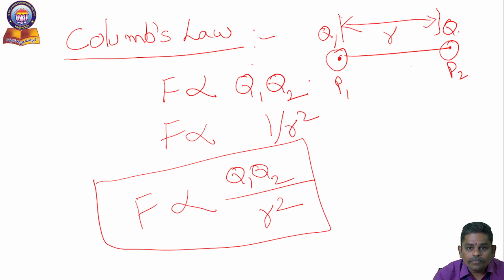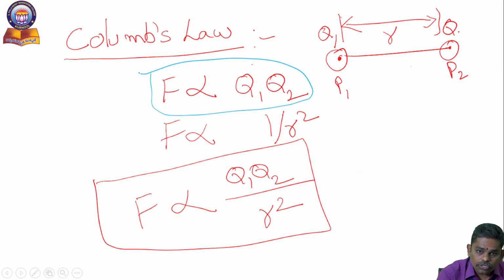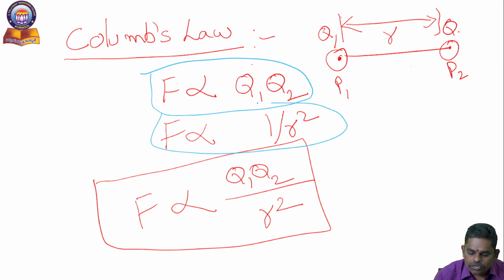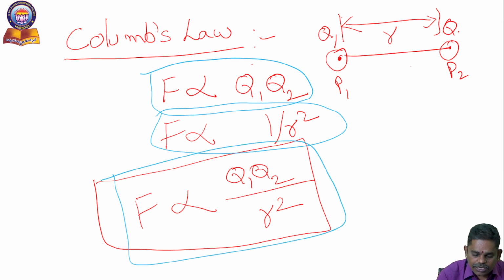It's directly proportional to the product of the charges and inversely proportional to the square of the distance. With this, the total equation is F is directly proportional to q1 q2 by r square, inversely proportional to r square. Now we need to know what this proportionality constant is.